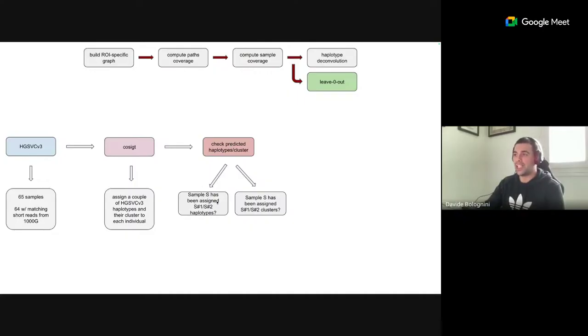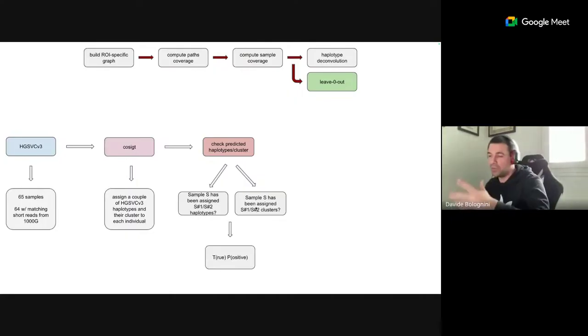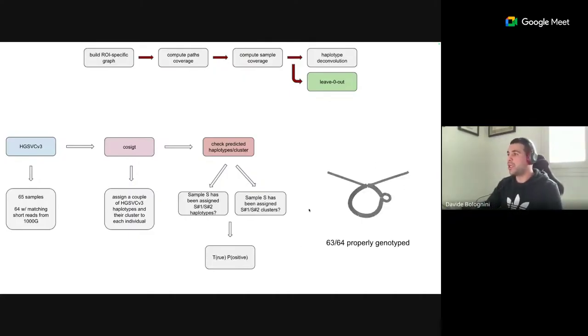If the sample has been assigned the proper haplotypes, we expect it to be S1, S2, because they are in the graph, so we are able to see if those are correct. Or if we have a sample that is being assigned the proper clusters for the two haplotypes, in that case it would be a true positive. Otherwise, it's an error. For this region here, we have 63 out of 64 of these samples properly genotyped. This basically means that our accuracy is pretty high, at least for this region here.